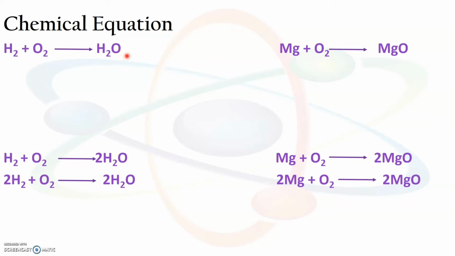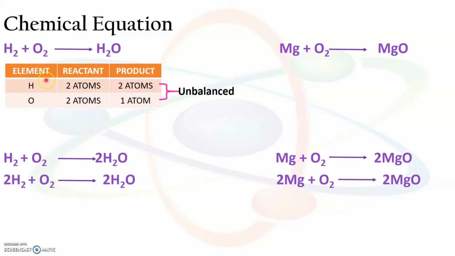So in order to check whether this is a balanced or an unbalanced chemical equation, we need to know the number of atoms of each of the elements present on the reactant side and on the product side. Now let us check that. Let's first check the case of hydrogen. We see that on the reactant side, there are 2 atoms of the element hydrogen. On the product side, also there are 2 atoms of the element hydrogen.